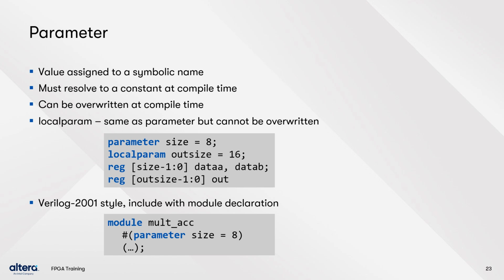Parameters can be floating point, referred to as a real parameter. In the example here, I'm declaring size and outsize as parameters, resolving to 8 and 16 respectively. They are then referred to when declaring variables dataA, dataB, and out. With Verilog 2001, you may declare your variables along with the module declaration.